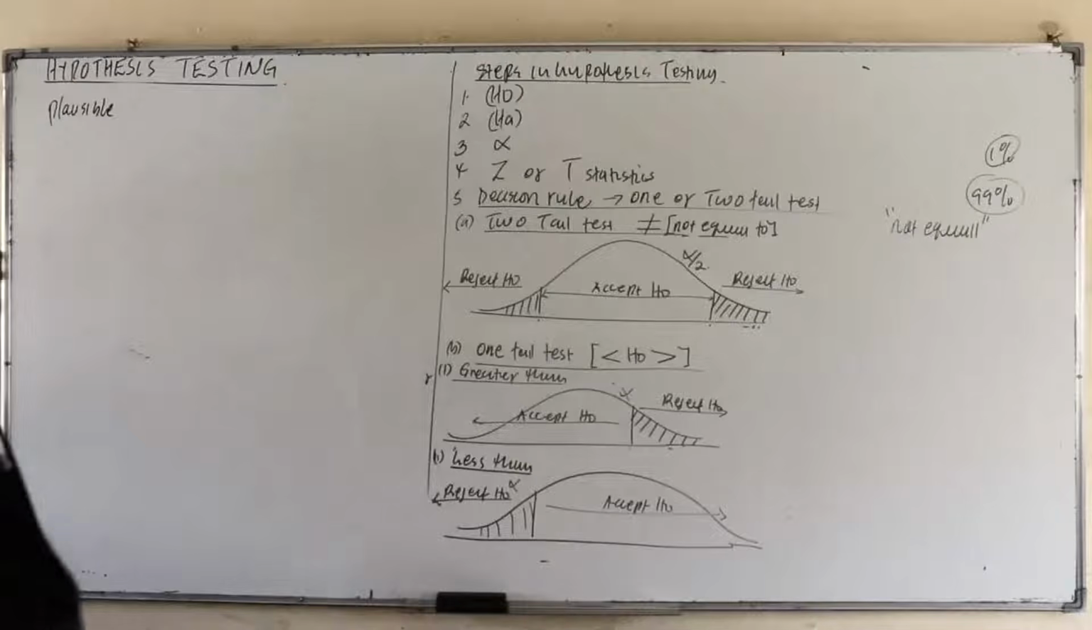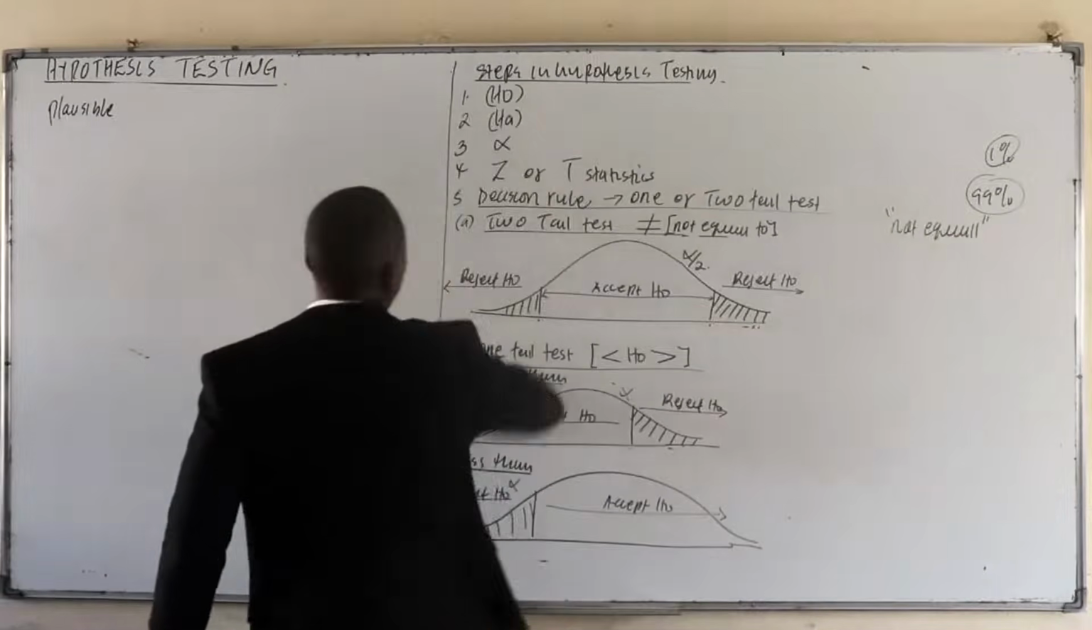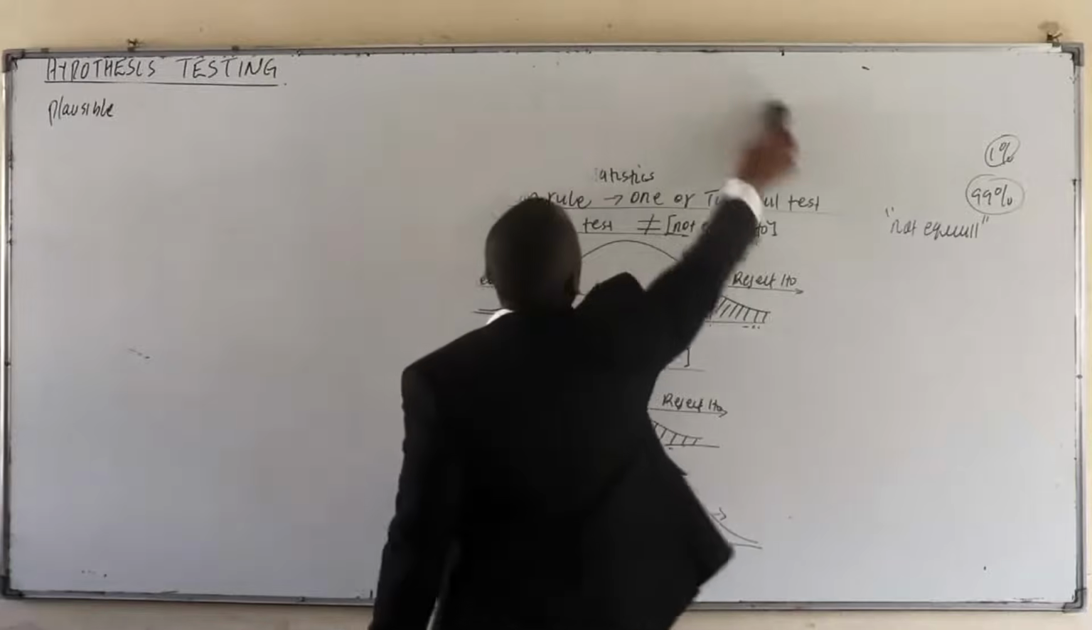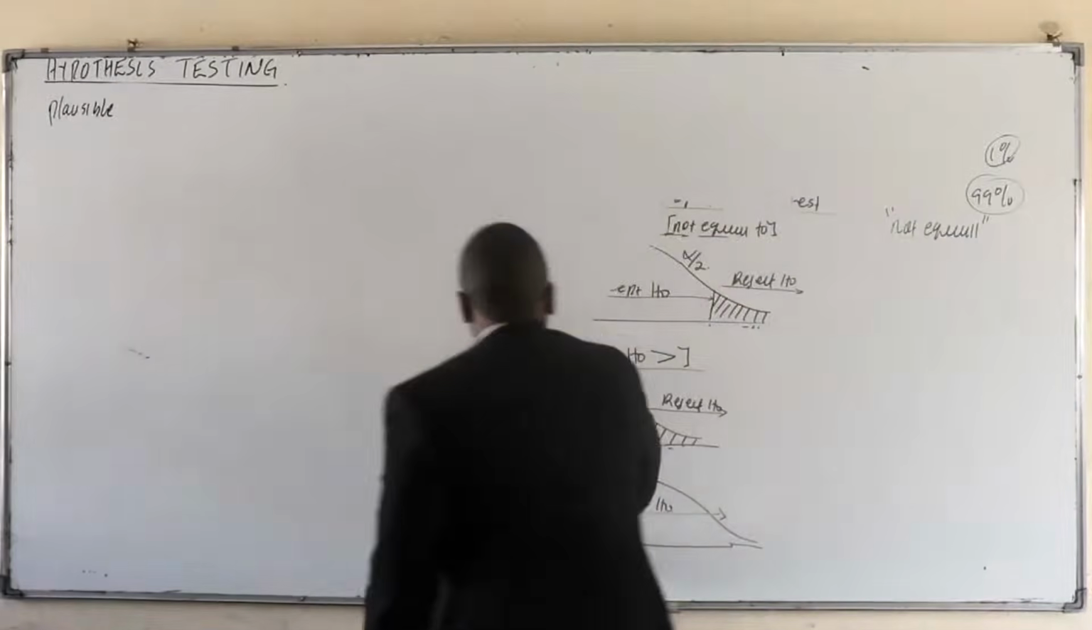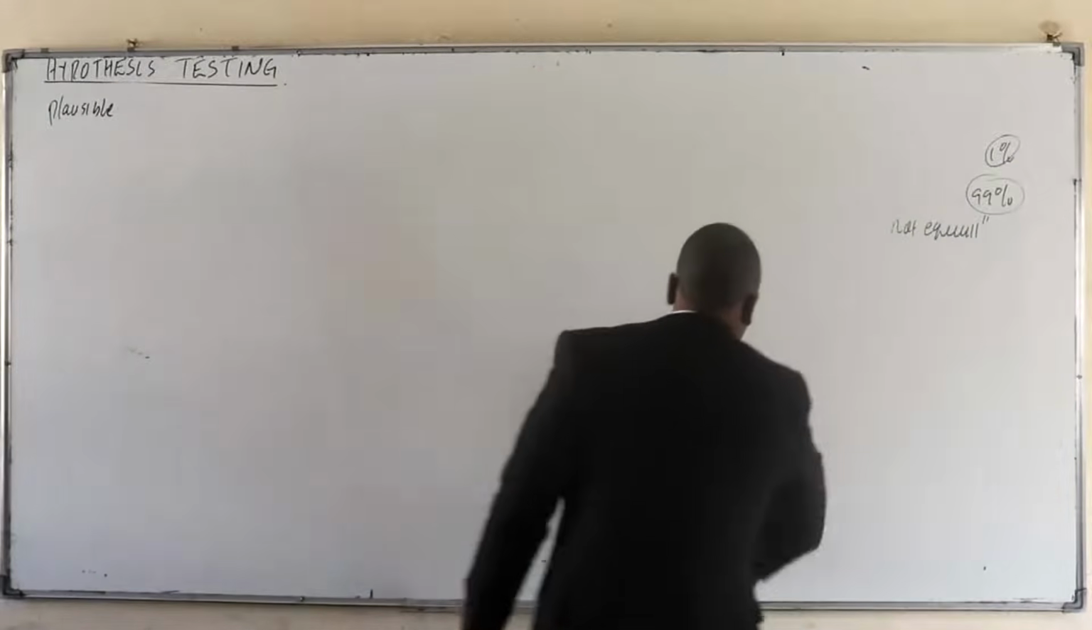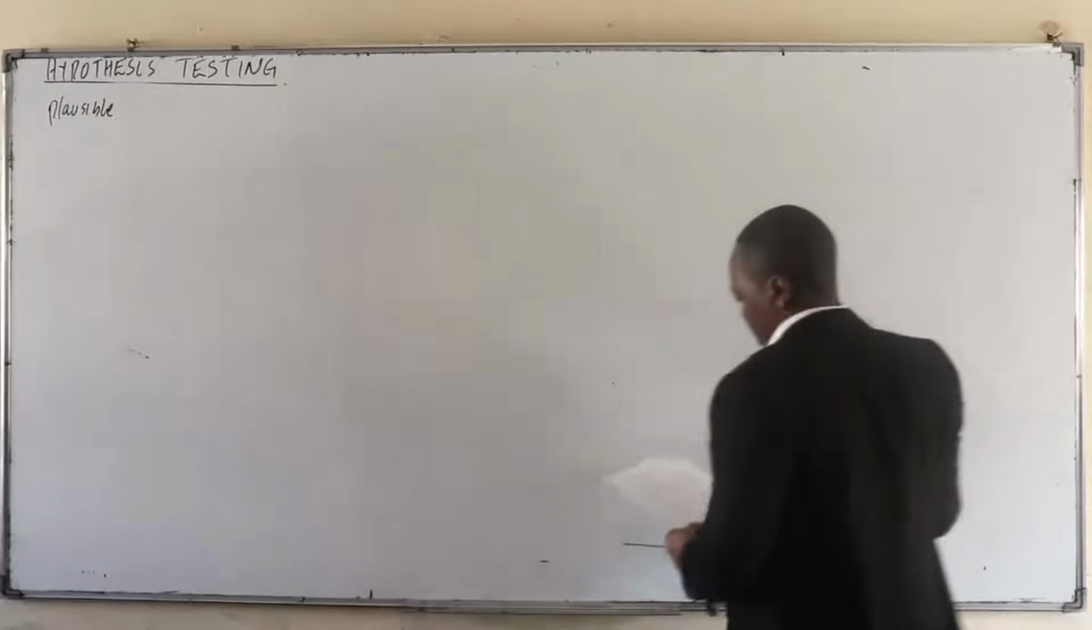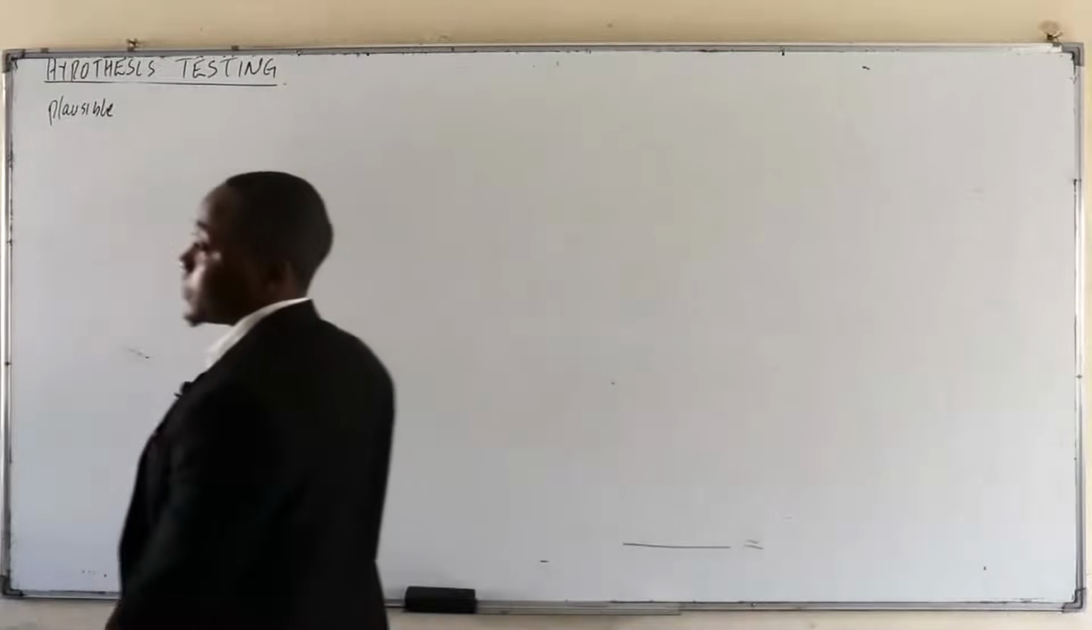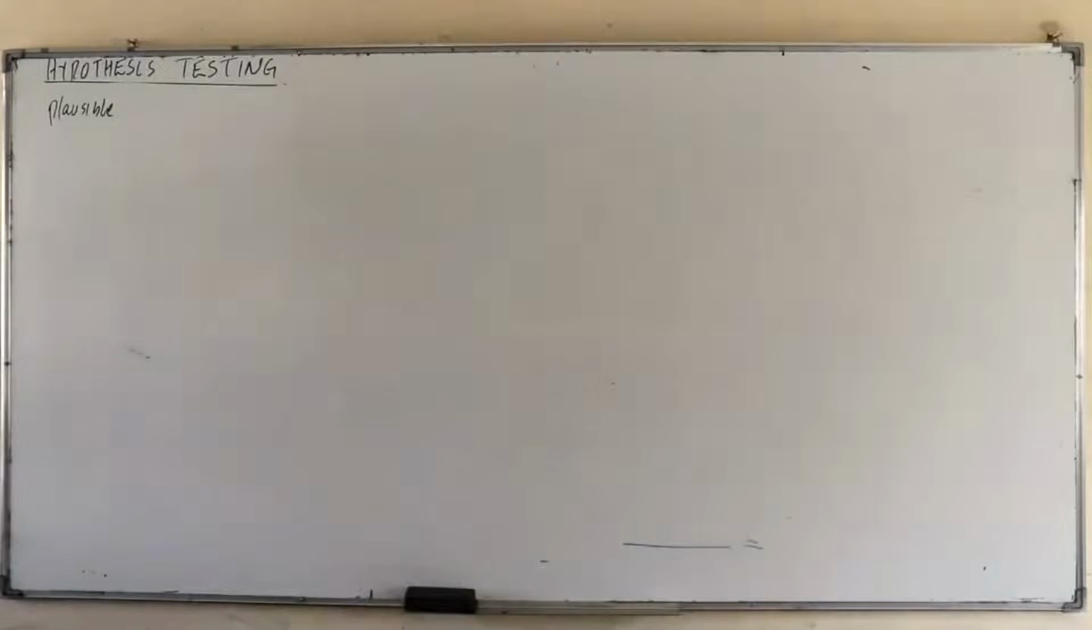Another one, it should be testable. Something you are able to test. Another one, clarity. It should be conceptually clear, i.e. free from ambiguity.